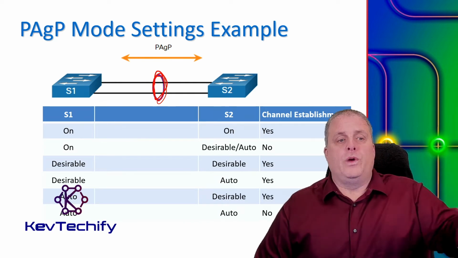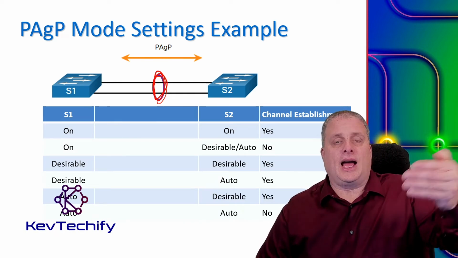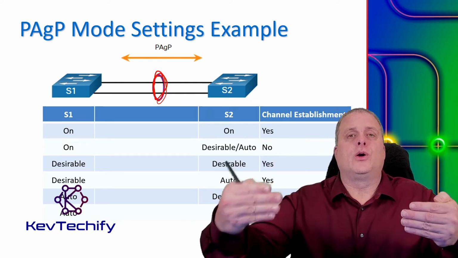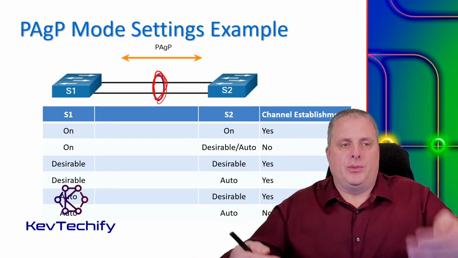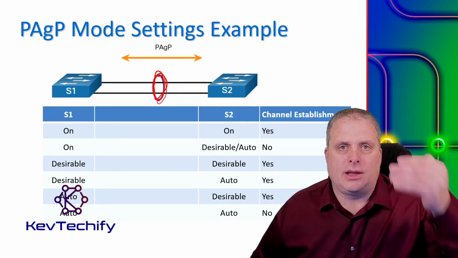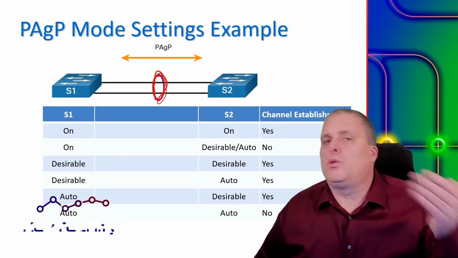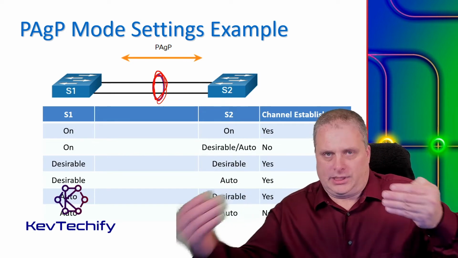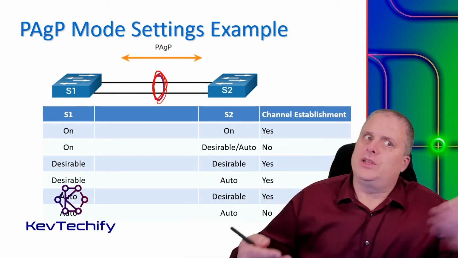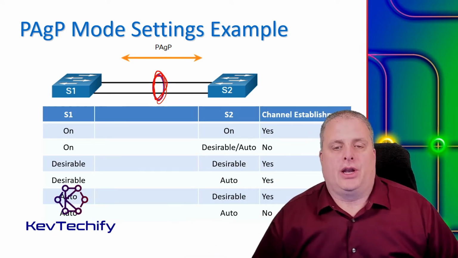Now, if switch 1 is set to on and the other side is set to one of the negotiation modes, either desirable or auto, nothing will happen, because the side that's on is not negotiating. Switch 2 needs somebody to negotiate with, and switch 1 is not negotiating, so no EtherChannel is going to happen.